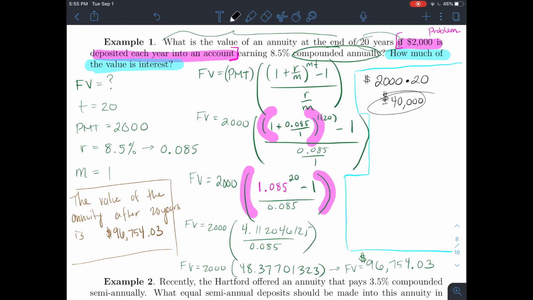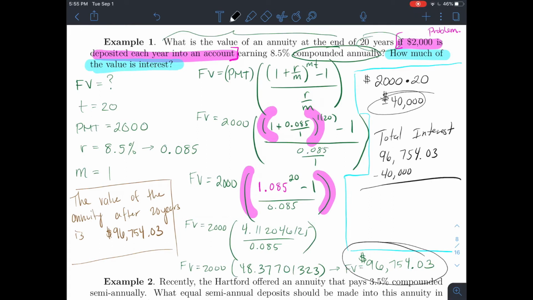Okay, so the total interest that the bank is giving you would be the difference between these two. So total interest would be $96,754.03 minus $40,000. And when we punch that into our calculator, we're going to end up with $56,754.03. This is the total interest earned.